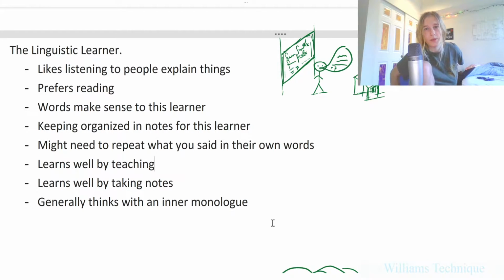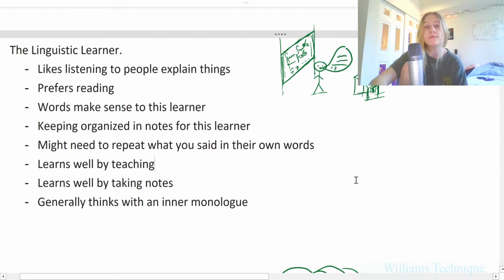So, we're going to go over what each learning technique is like, and then hopefully you'll be able to identify yourself. Maybe you're a combination of 1, 2, 3, 4. Well, you can't be a combination of 1. Maybe you're a combination of 2, 3, or 4, or maybe all of them. Maybe you're just 1. So we'll go over the signs of the different types of learners so you can figure it out. So anyway, the first one is the linguistic learner.